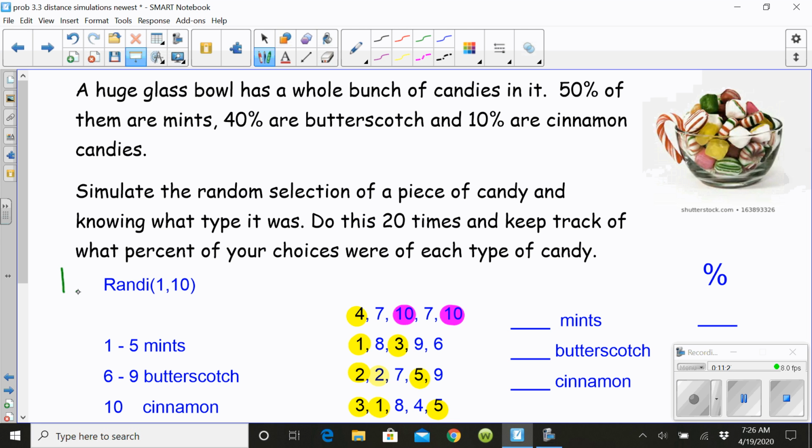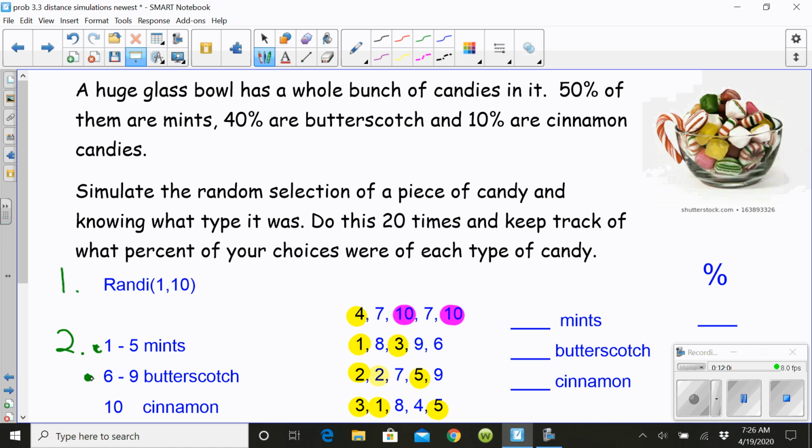1 to 10. And now step 2, I'm going to declare what each of those numbers mean. Whenever my calculator gives me a number, and you can see it right here in the lower left, whenever my calculator gives me a number 1, 2, 3, 4, or 5, that's going to represent the selection of a mint candy. And whenever my calculator gives me 6 through 9, that's going to be butterscotch. And remember what we just talked about prior.